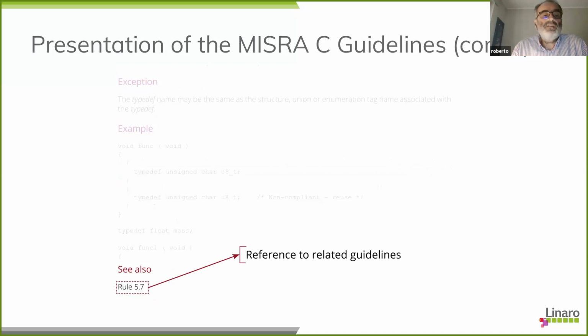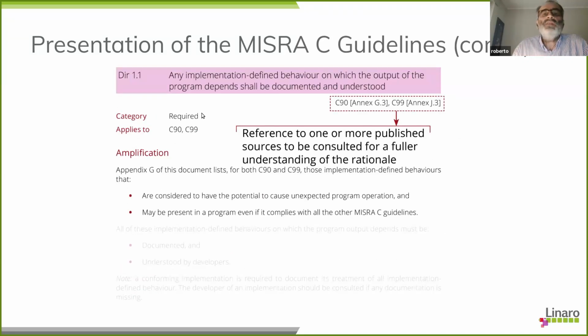Sometimes rules are connected to one another. In this case, there is a section named See also, with references to related guidelines. And also, just below the pink strip, in some cases, there are references to other published sources, for example, the C standard. Here we have directive 1.1 saying that you have to be aware of the implementation defined behaviors upon which the program is depending, and consequently, the references here are references to the annexes of C90 and C99, where the implementation defined behaviors are listed.